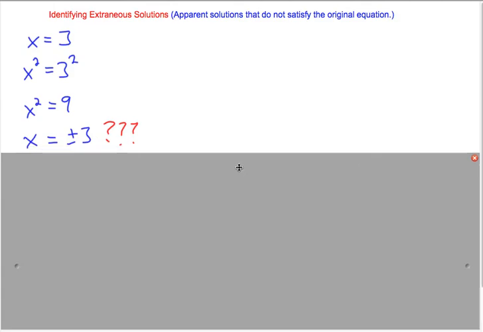And the apparent solutions to x squared equals 9 would be plus or minus 3, because negative 3 squared would also equal 9. However, if we plug them back into the original equation, we notice that while 3 works, 3 does equal 3, negative 3 does not. So negative 3 would be considered an extraneous solution in this case.